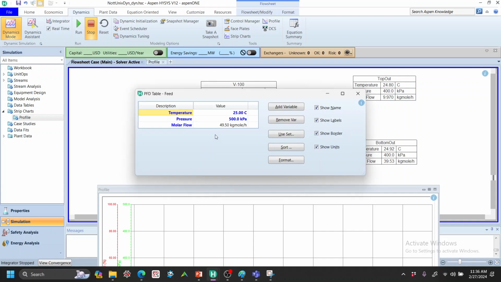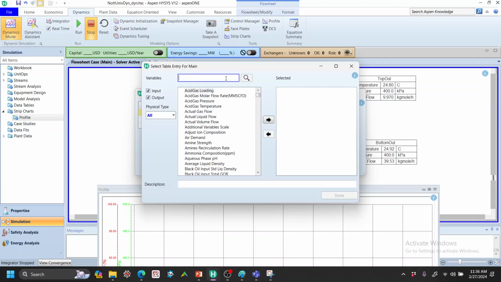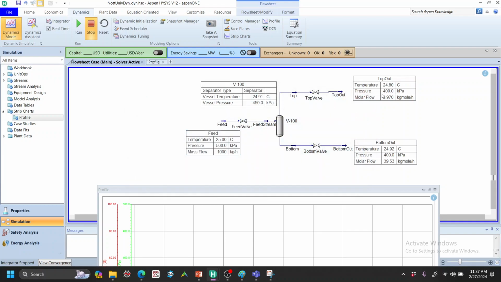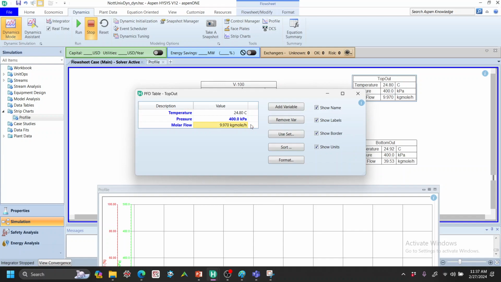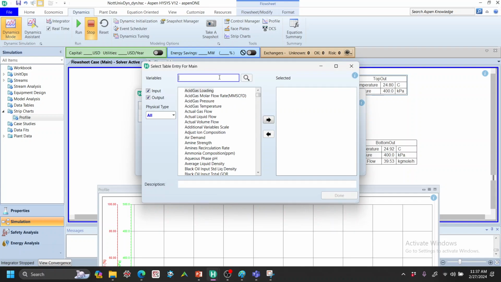I don't like moles, right, so we can say add variable, for example, if you want to add mass flow rate, double click or simply add here and then done, and then I just remove the molar flow rate. The same goes here: double click on that, remove the molar flow rate, and then add variable, and then we can find mass flow.